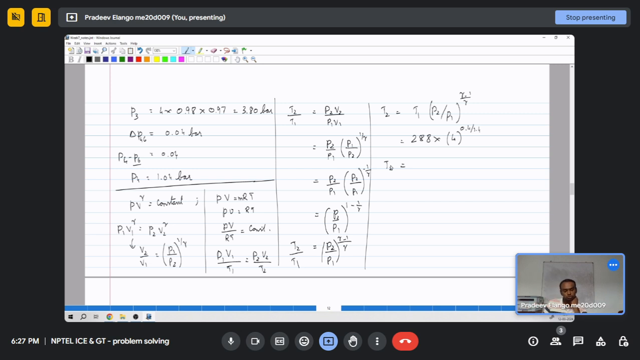Can you calculate the value of T2? 426.24. Now, this we have calculated based on the isentropic process, so we can write this as T2S, and in actual the temperature will be different.